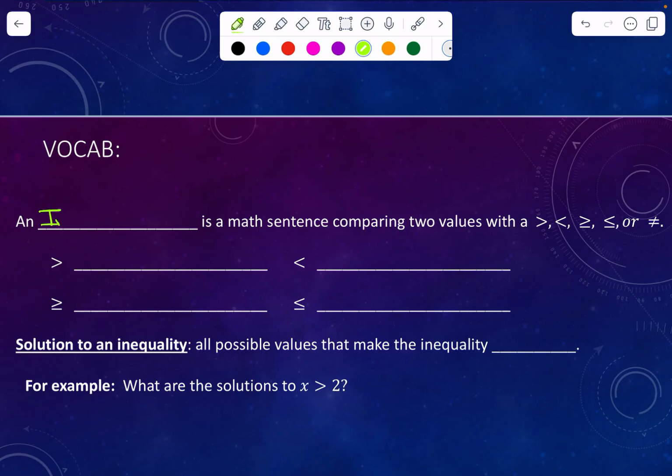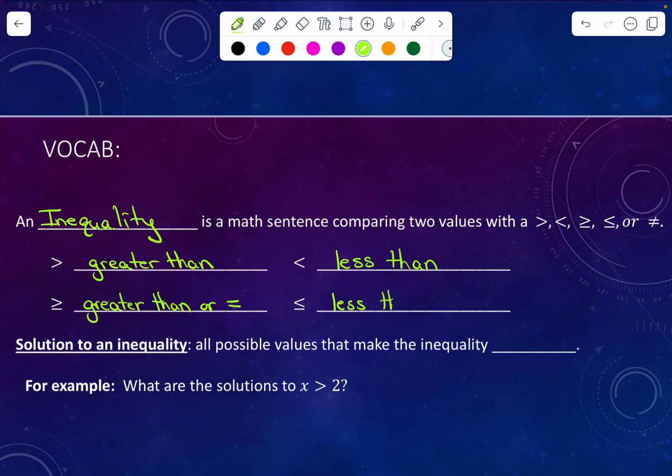An inequality is a math sentence comparing two values with one of those symbols. Now just to make sure, let's go through what those symbols mean. This first one is a greater than. The second symbol is a less than. The third is a greater than or equal to. And the last one is a less than or equal to.